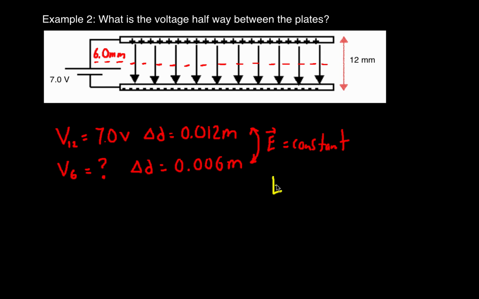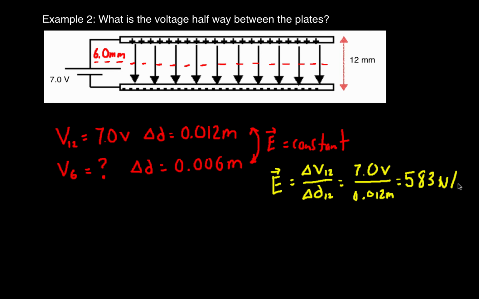Electric field can be calculated using voltage divided by plate separation distance, as long as the voltage and the distance match. That is to say, the voltage at 12 at the distance of 12. So this is 7 volts divided by the plate separation distance at 7 volts, which is 0.012 meters. This gives us an electric field equal to 583 newtons per coulomb.